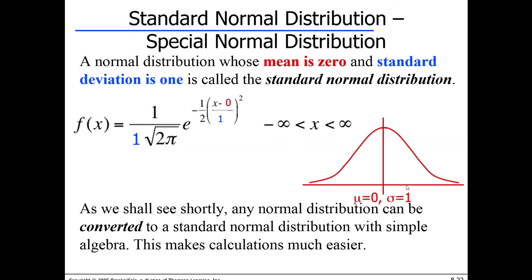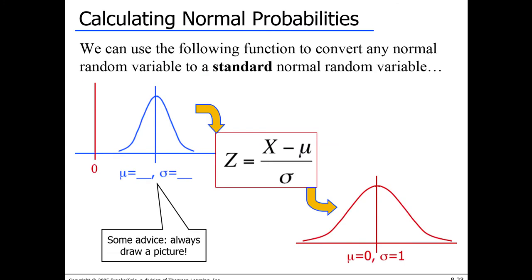As it turns out, any normal distribution can be converted into the standard normal by the following simple trick. This is something that's called standardization. You may have heard about that.